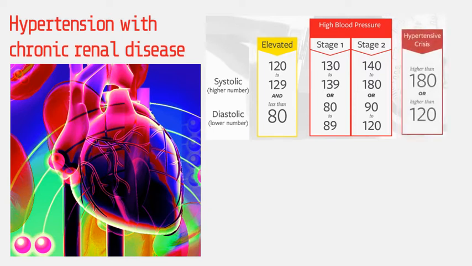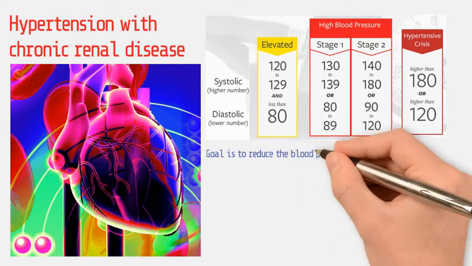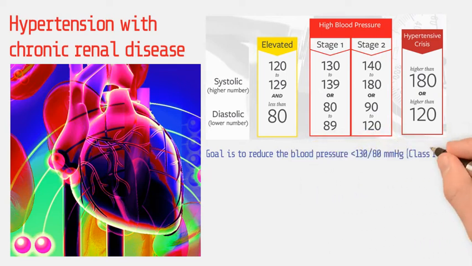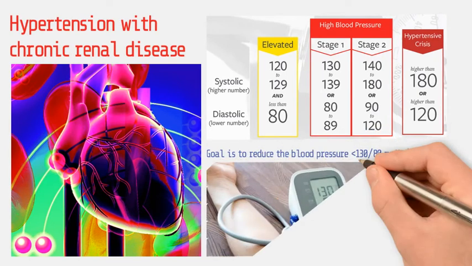In case of hypertensive crisis, the systolic blood pressure is higher than 180 mm of mercury, whereas the diastolic blood pressure is higher than 120 mm of mercury. The goal of treatment is to reduce the blood pressure to less than 130/80 millimeters of mercury.